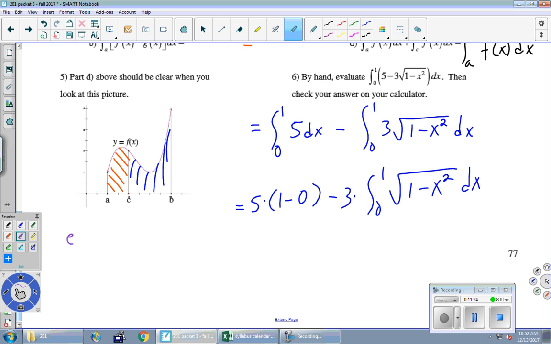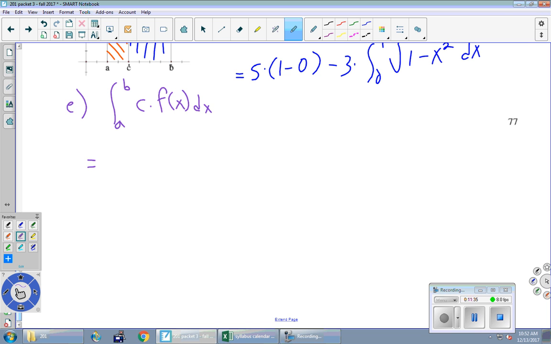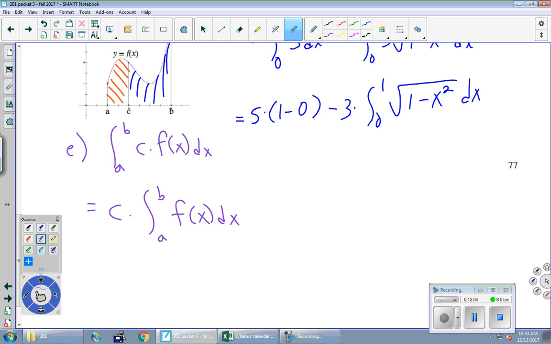So here's the property E from up above. The integral from a to b of a constant times a function is exactly the same thing as the constant on the outside of the integral, with the function still left inside. Somehow I omitted that one, but it's still true. And this is how we apply it: we just pull that 3 right outside and we'll multiply at the end.